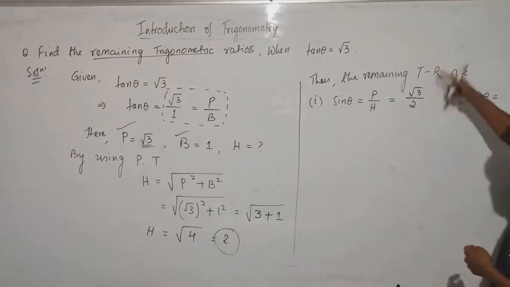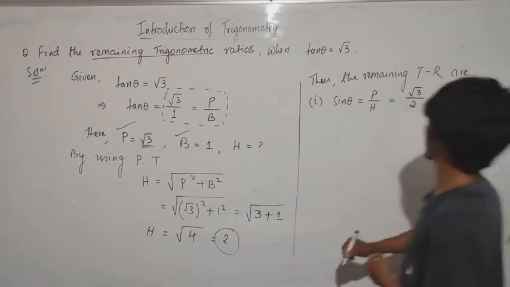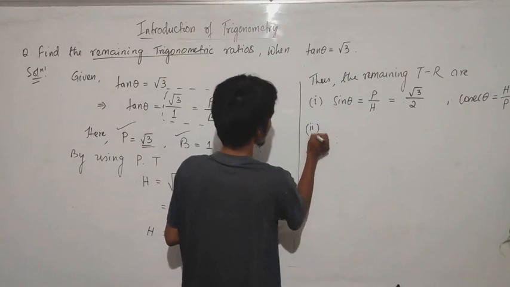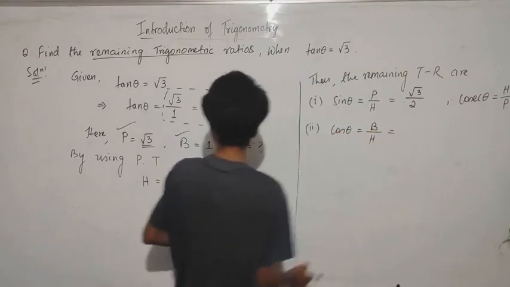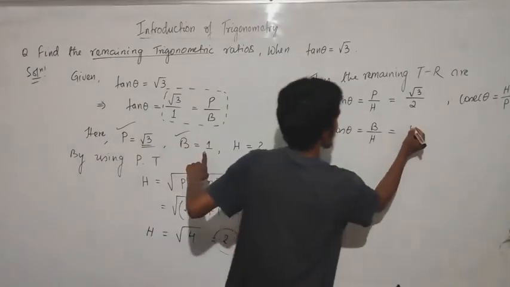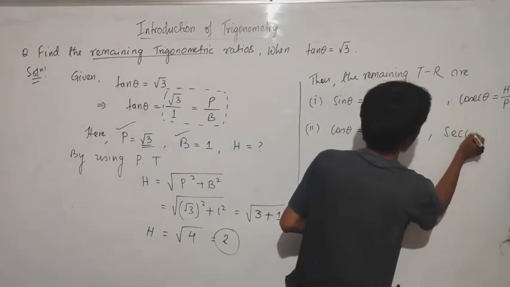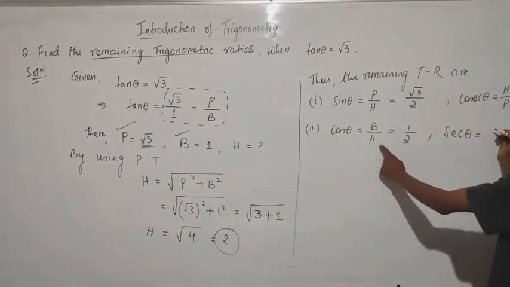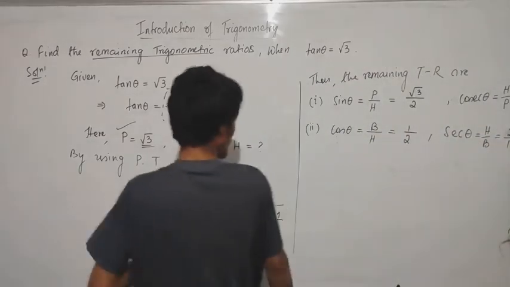Cosec theta will be the reciprocal of this, that is H by P, so it will be 2 by root 3. Then number 2 will be cos theta, which is B by H. B here is 1 and H is 2, so it is 1 by 2. Then sec theta is the reciprocal of this, H by B, which is 2 by 1, equal to 2.